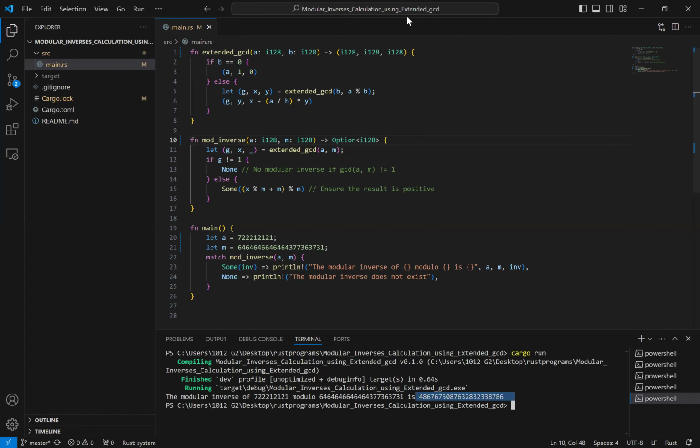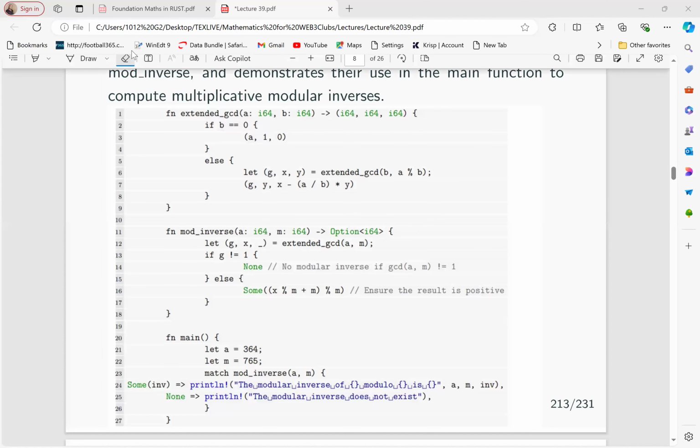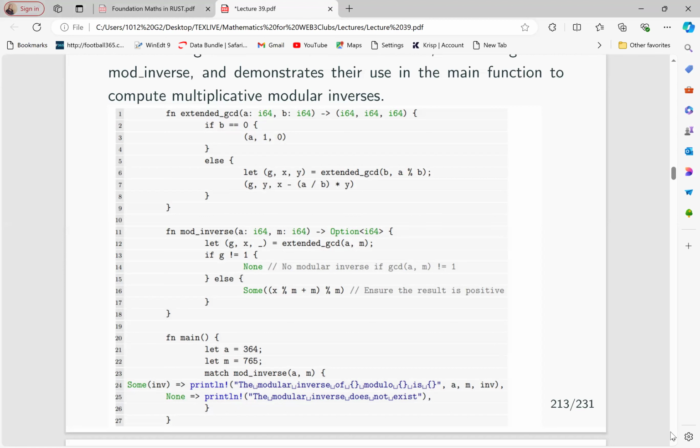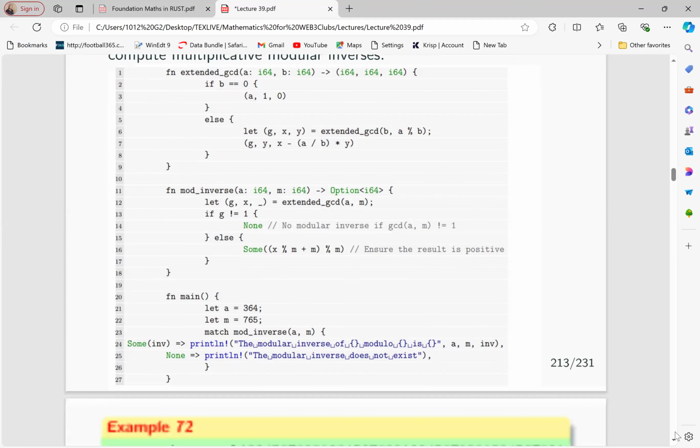Now I just want us to look at how this code works, so that it can be easier for you to implement it. We want to see how the extended GCD function works, then look at how the function for mod inverse works. Once we have seen how they work, it becomes easier for you to write this code, or even to write something similar for other functions.